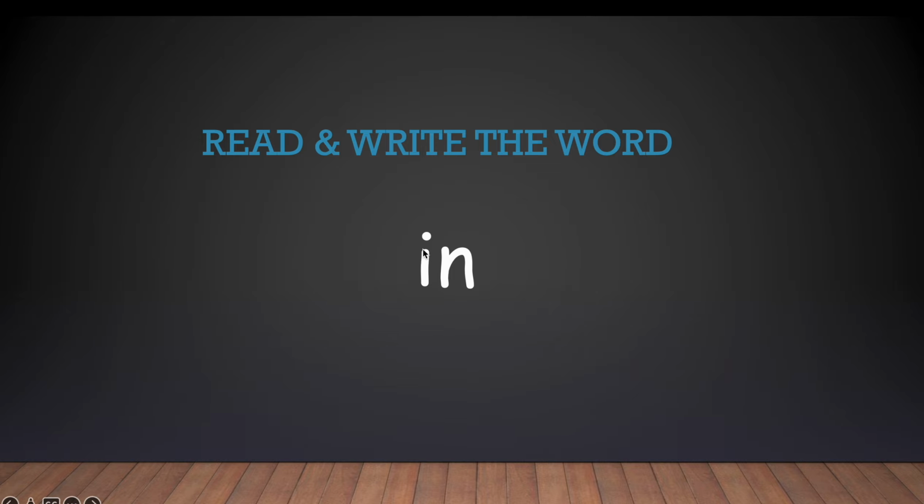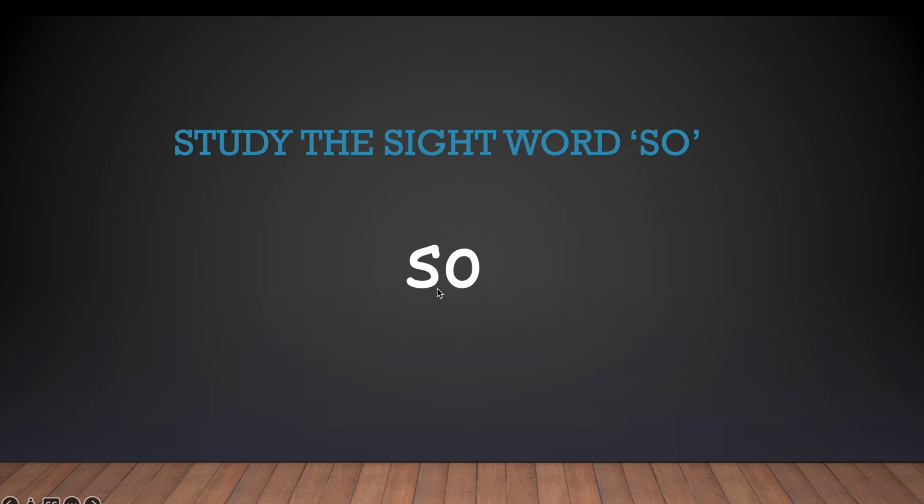Let's start with the letter I. Always start at the top. Straight line down, add your dot. N. Straight line down, up and around and down. Read the word in. Our next word is so.